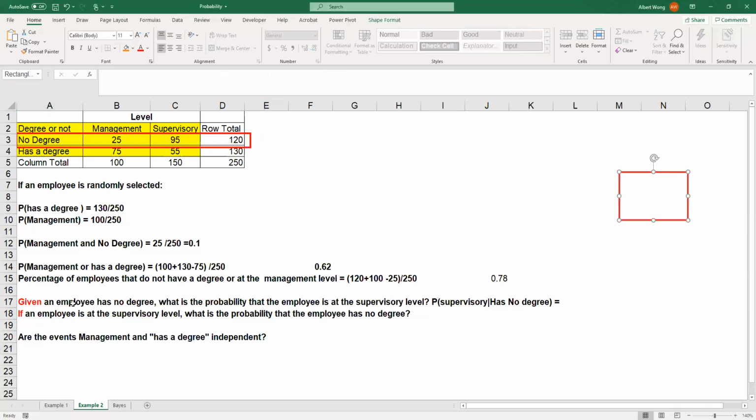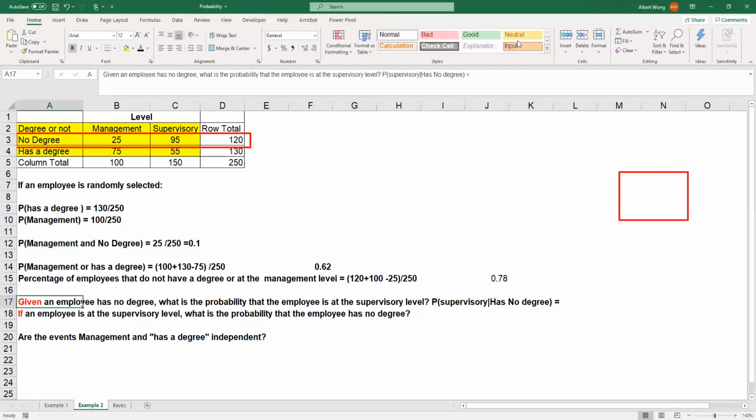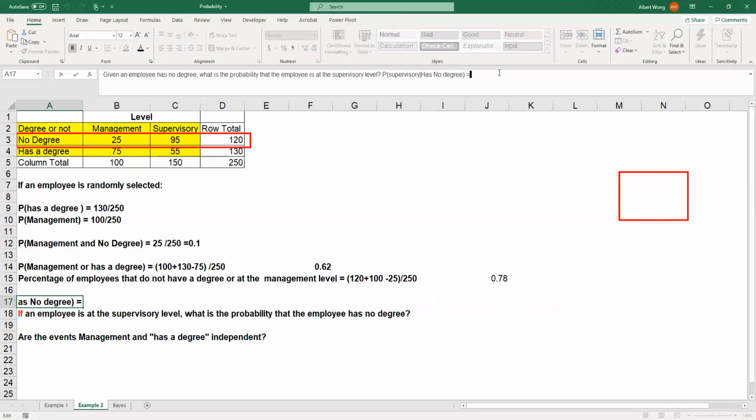So given the employee has no degree, that means that we are looking at the 120 employees who have no degree. So out of the 120 employees with no degree, how many of them are at the supervisory level? Out of the 120 employees, how many of them are supervisory? 95. So therefore, the conditional probability in this case would be 95 divided by 120, right?